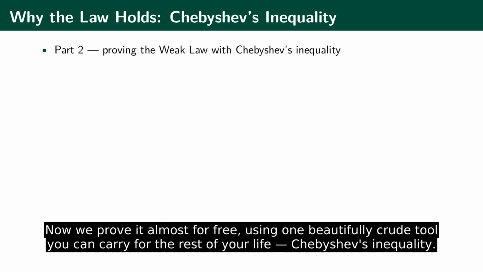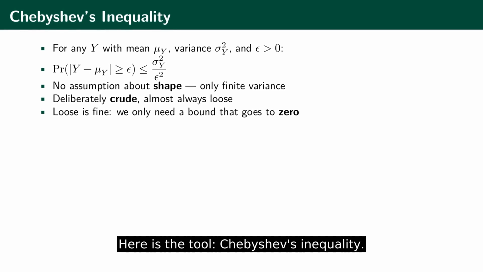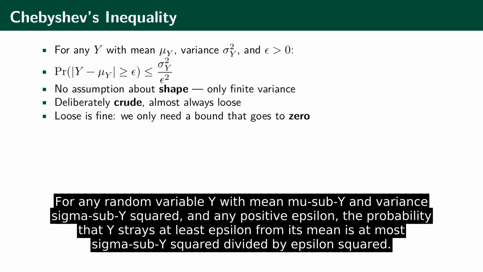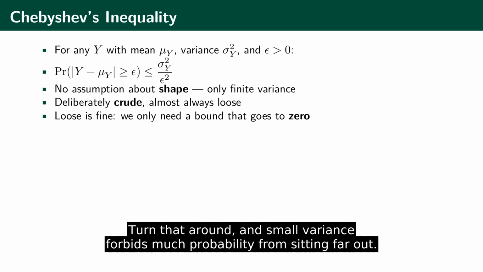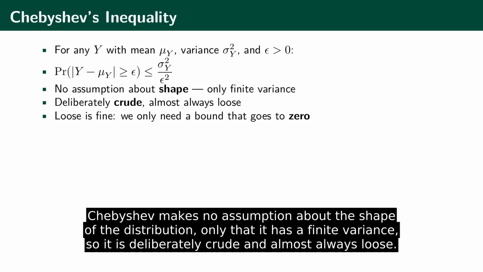Here is the tool, Chebyshev's inequality. For any random variable Y with mean mu sub y and variance sigma sub y squared, and any positive epsilon, the probability that Y strays at least epsilon from its mean is at most sigma sub y squared divided by epsilon squared. The idea in a sentence: variance is the average squared distance from the mean, so if a lot of probability sat far out at distance epsilon or more, the variance would have to be large. Turn that around, and small variance forbids much probability from sitting far out.